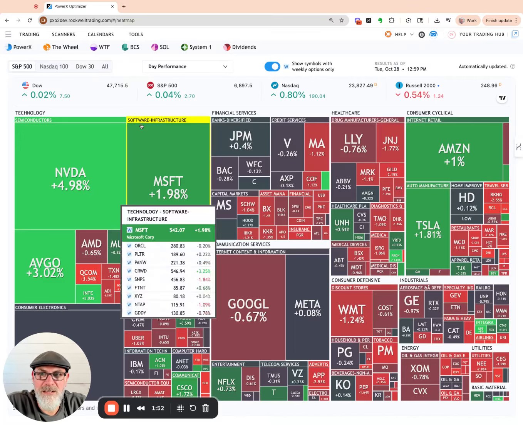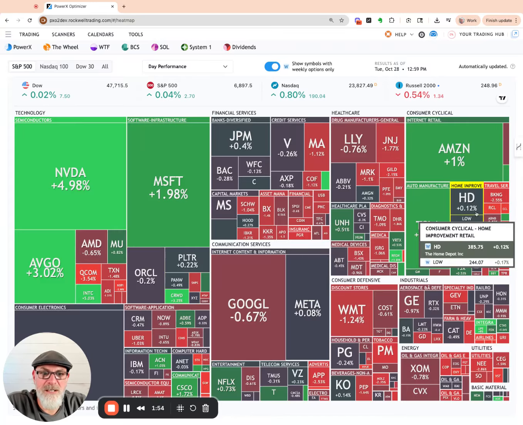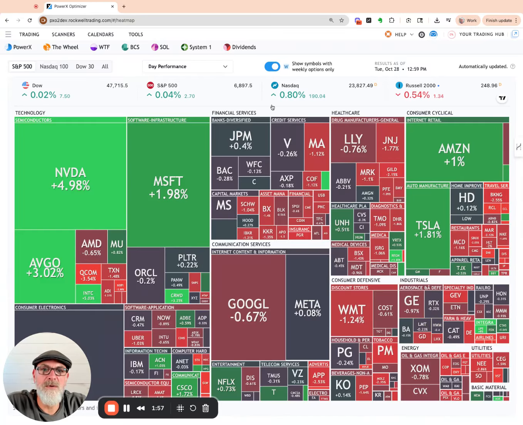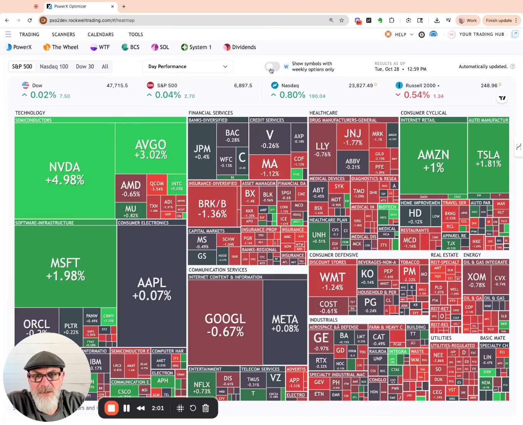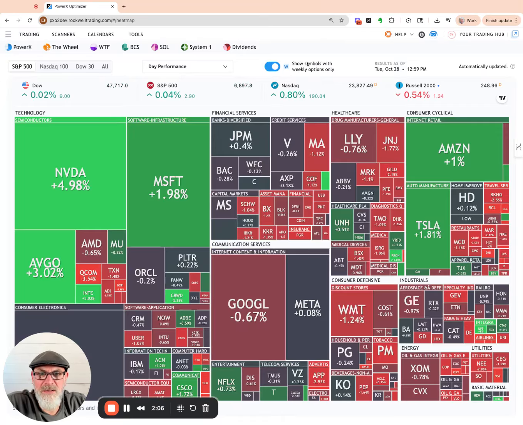Now, if I go over to this S&P 500, you see that there are fewer stocks available, but these are the ones that I would want to focus on anyway. Just to toggle this off to show you the difference, this is what 500 stocks look like, and these are the stocks that have weekly options only.